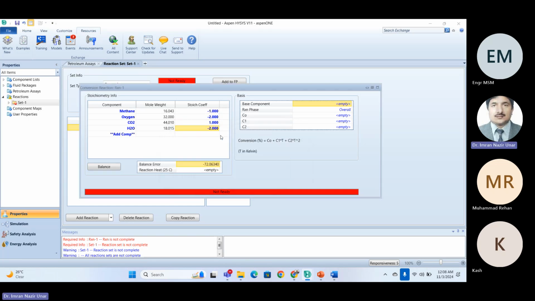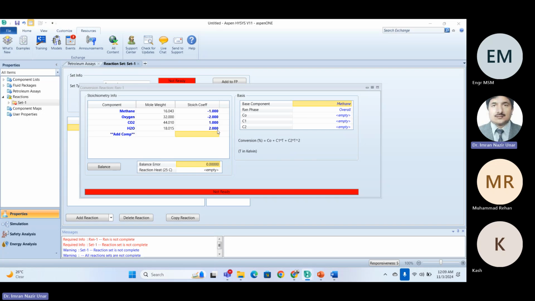You have to keep this understanding very clear because this will create lots of problems in our calculations. Though the simulations will be performed, you will not get your desired results. Okay, so this is how we can enter the stoichiometry: reactants' stoichiometric coefficients negative and products' stoichiometric coefficients positive. Okay. Now come to here.